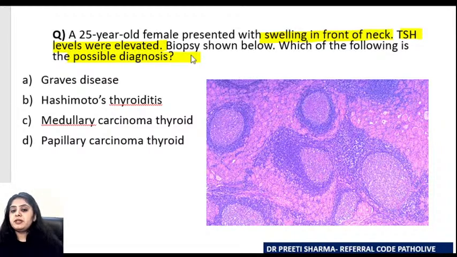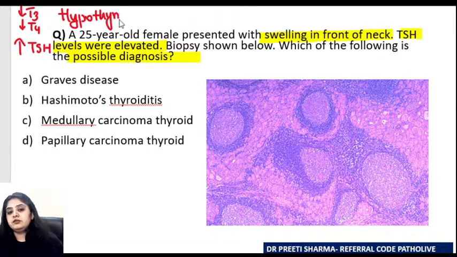Graves, Hashimoto's, medullary carcinoma, papillary carcinoma, and okay, most of you. Some of you might have diagnosed it on the basis of the picture, which is quite classical. Some of you also might have looked at the hormone profile. TSH was elevated. When TSH levels are elevated, I by default know that maybe T3, T4 was reduced. T3, T4 would be reduced, so as a feedback mechanism, TSH is elevated. So basically I'm dealing with a case of hypothyroidism, is what my clinical impression is.